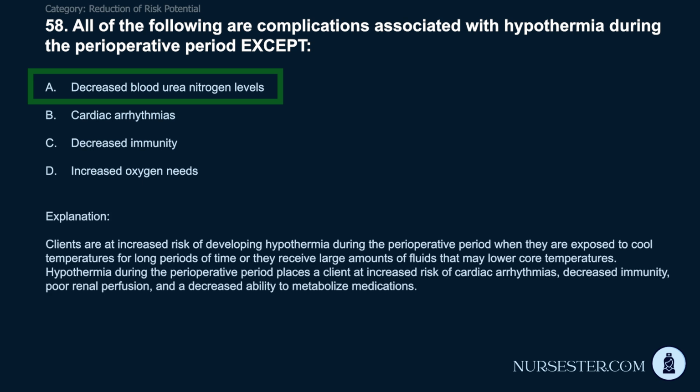Clients are at increased risk of developing hypothermia during the perioperative period when they are exposed to cool temperatures for long periods of time or they receive large amounts of fluids that may lower core temperatures. Hypothermia during the perioperative period places a client at increased risk of cardiac arrhythmias, decreased immunity, poor renal perfusion, and a decreased ability to metabolize medications.